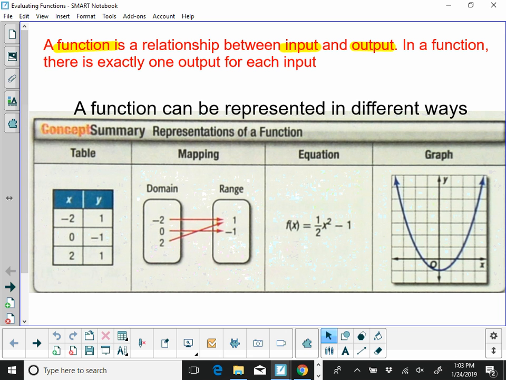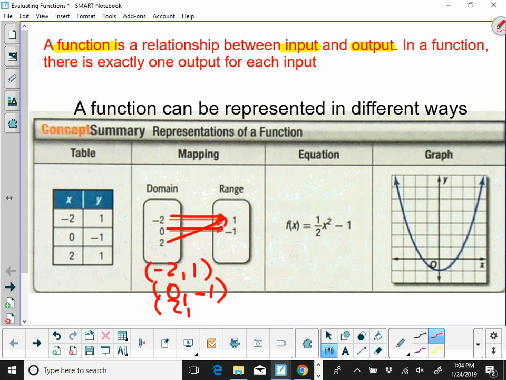That's what this does. There are arrows on our mapping. This tells me that -2 matches with 1, so that would be the ordered pair (-2, 1). Is everybody with me? Then it tells me that 0 goes to -1, so that gives me the ordered pair (0, -1). And then it tells me that 2 also goes to 1, so that will be the ordered pair (2, 1).